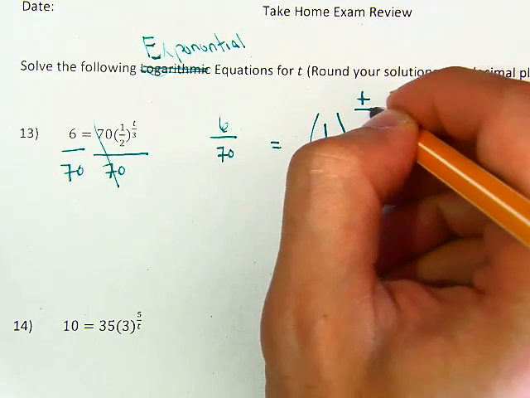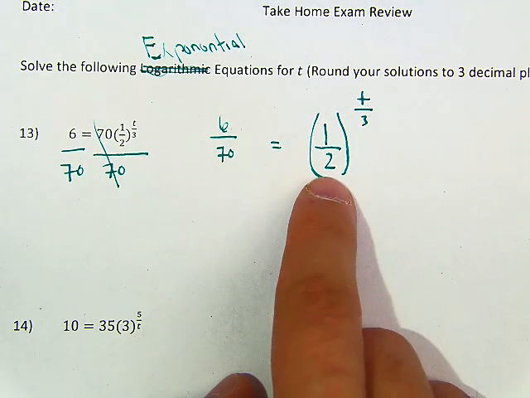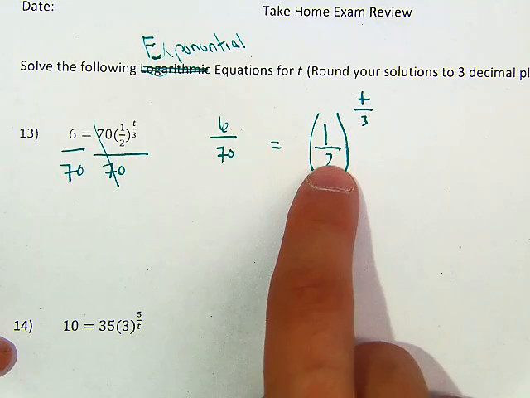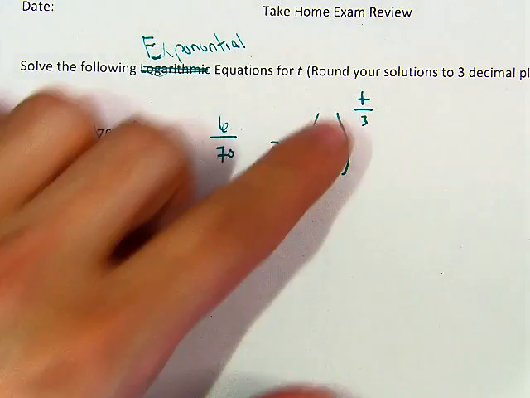So then you're left with 6 over 70 on one side, whatever that is, equal to 1/2 to the t over 3. Okay. Now, once you get to this point, how do you get rid of this 1/2 so you can just get this t over 3 by itself?